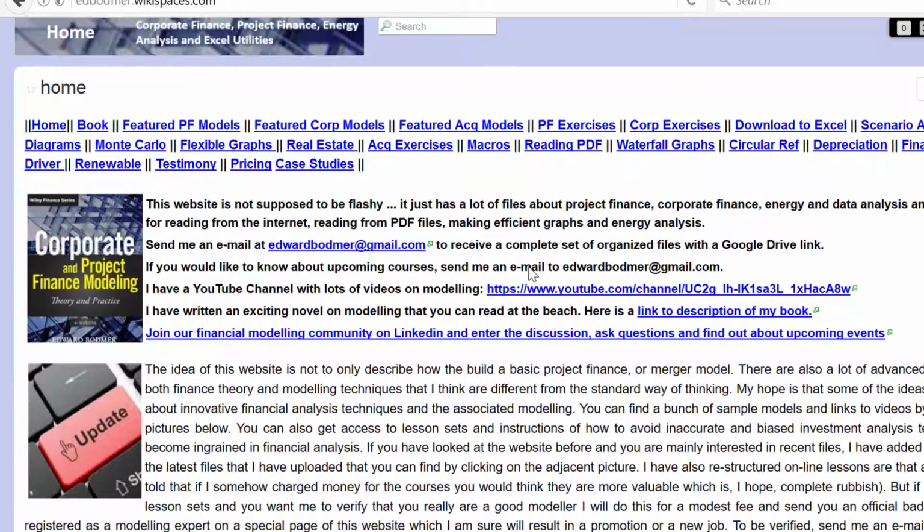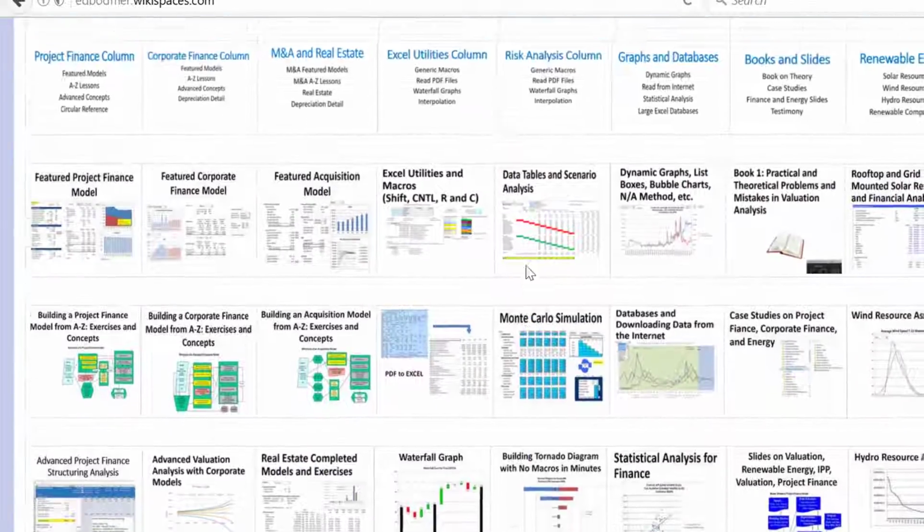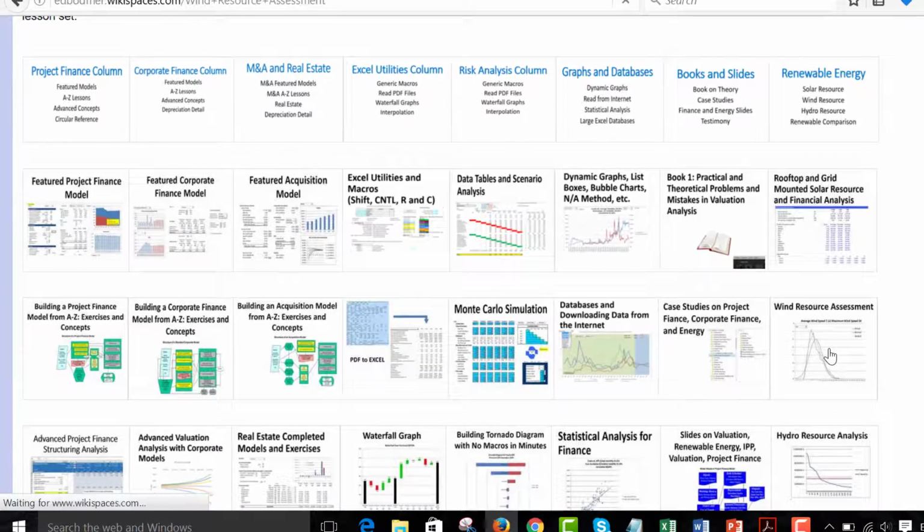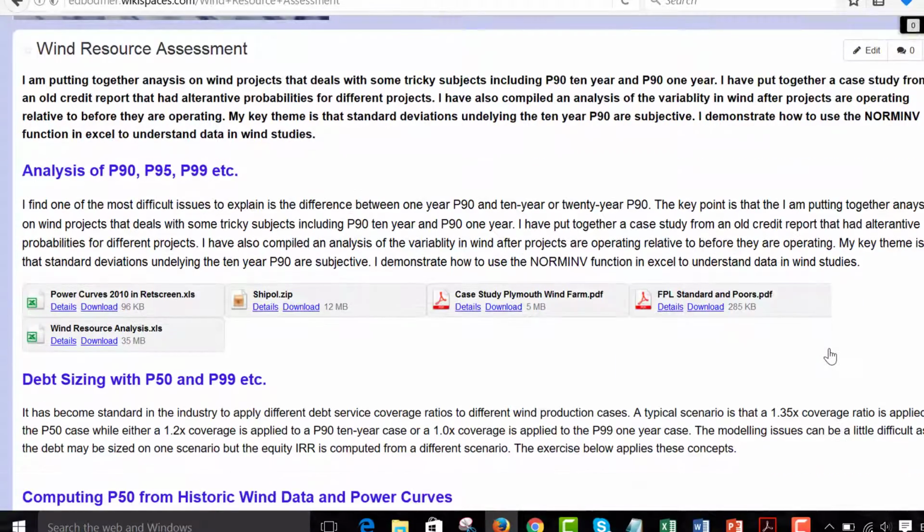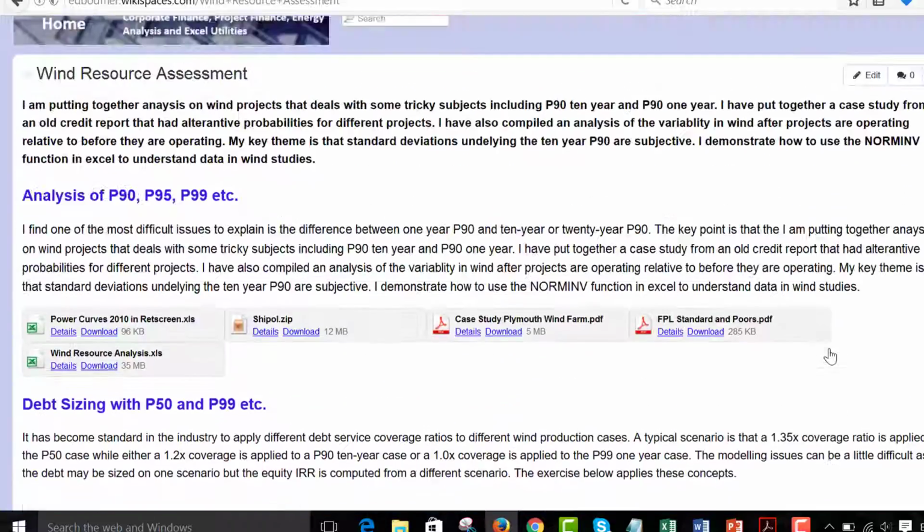And then I'll also put it in the wind resource assessment section. Okay, so that's it.